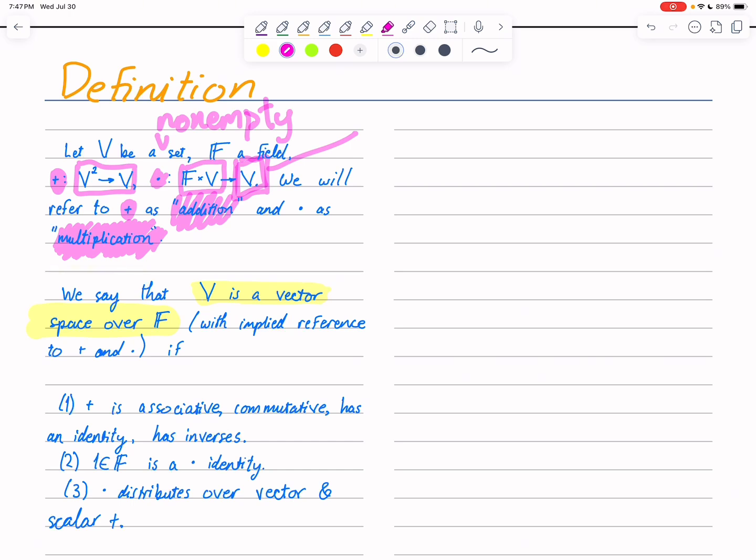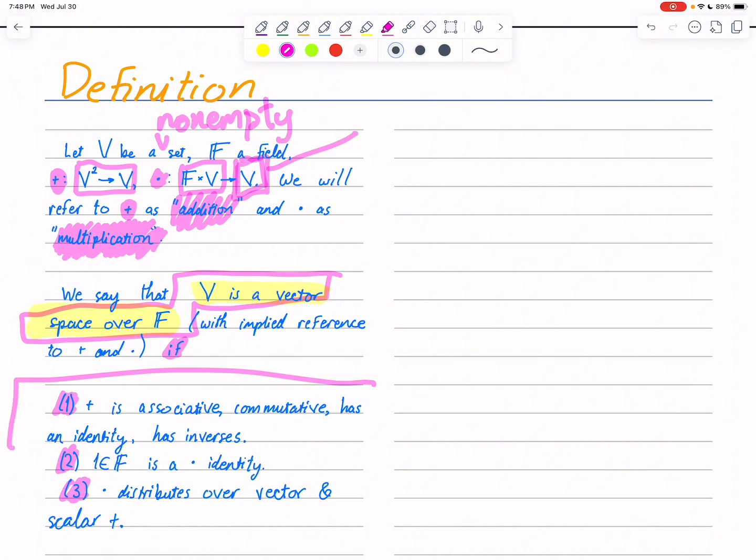Okay, so we've just got our raw components at this point, right? We've got a non-empty set V, a scalar field, a plus function, and a times function. Now we're going to say that these objects are a vector space if they satisfy the following three properties. The first property has everything to do with plus, right? A bunch of properties we require specifically of plus.